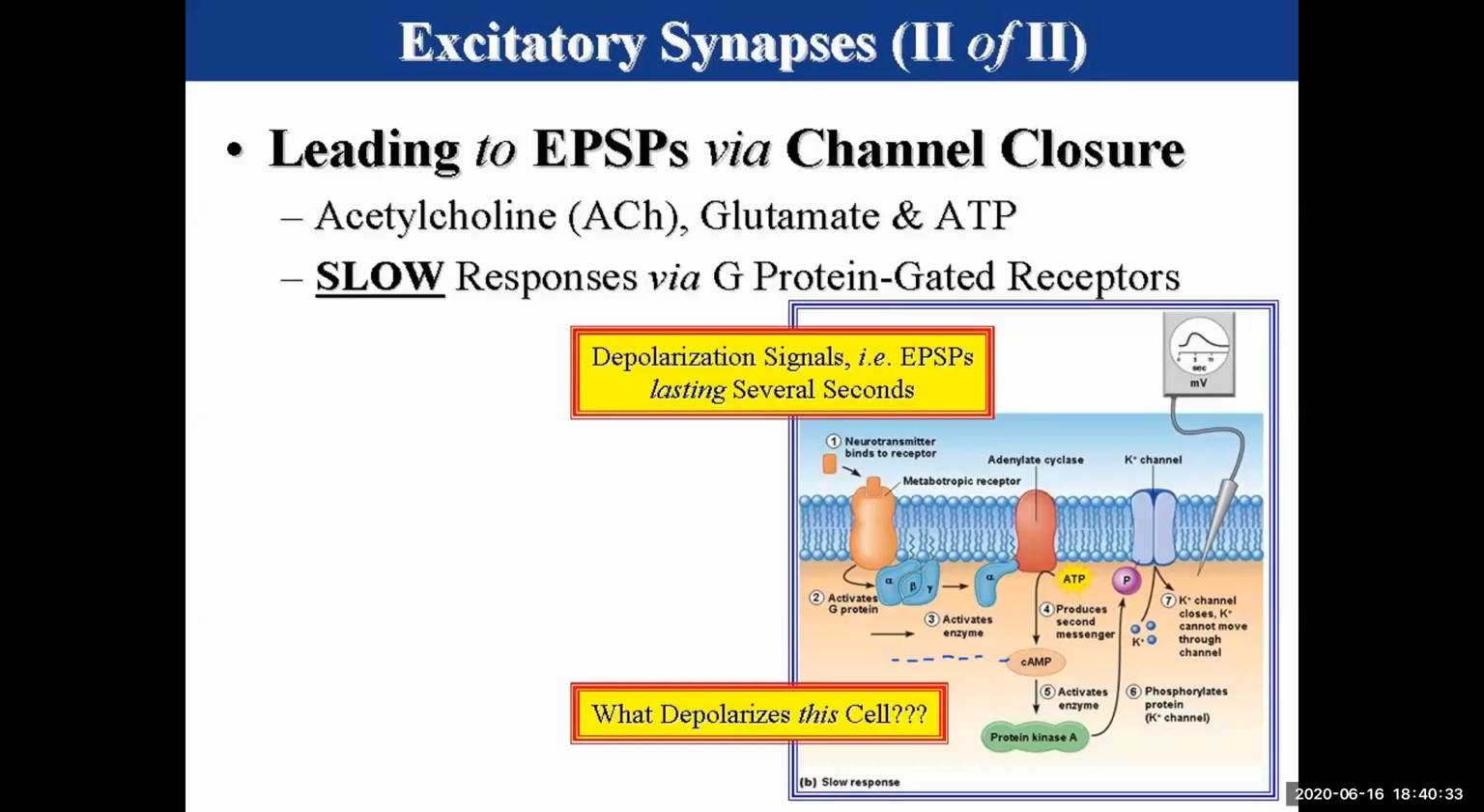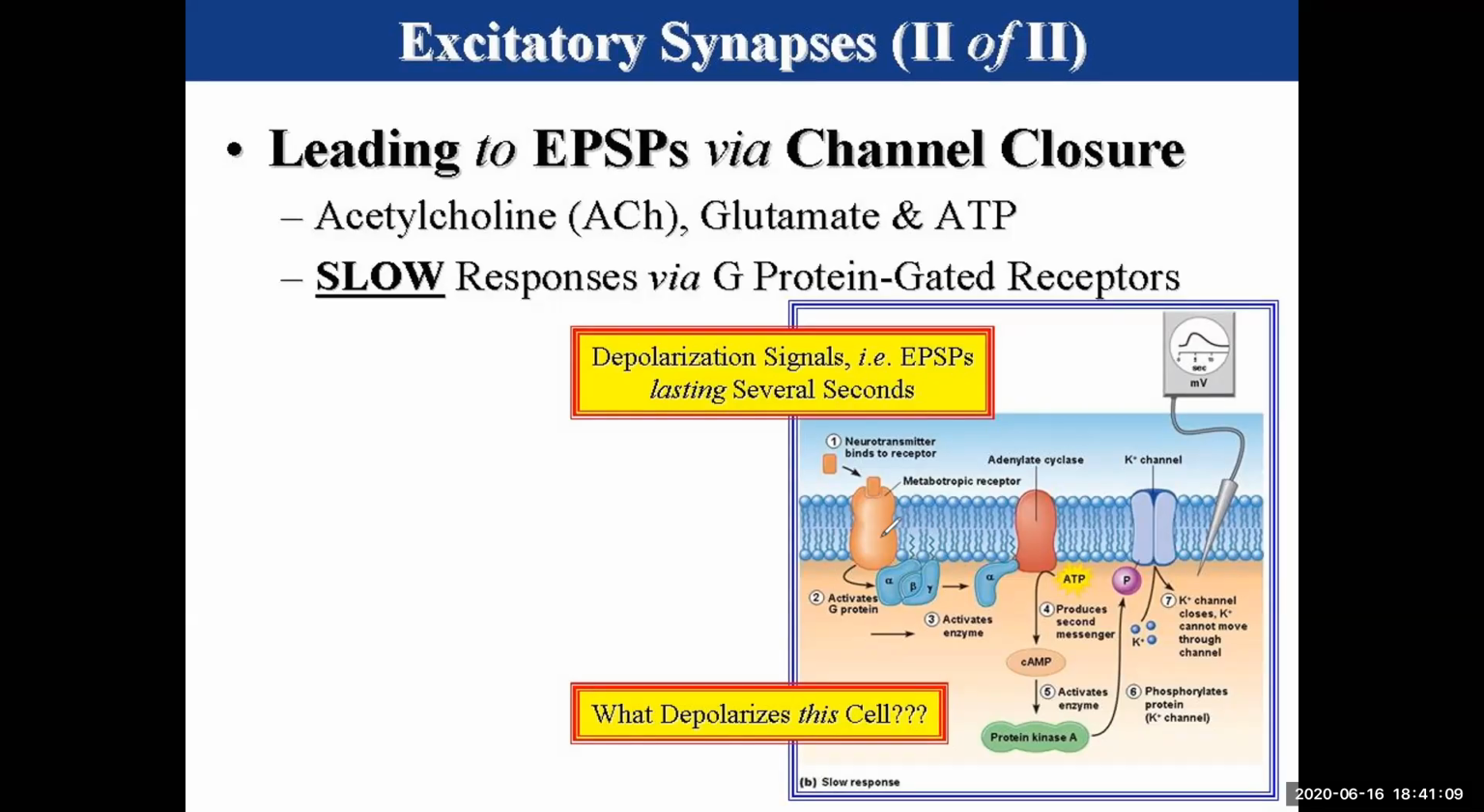There's another way. Again, EPSP, but now it's through a slow response, through a G protein coupled receptor. And we saw that already too. This is also leading to an EPSP, but the transduction mechanism is slightly different. And we mentioned that as well. So you have the neurotransmitter binding the G protein coupled receptors here.